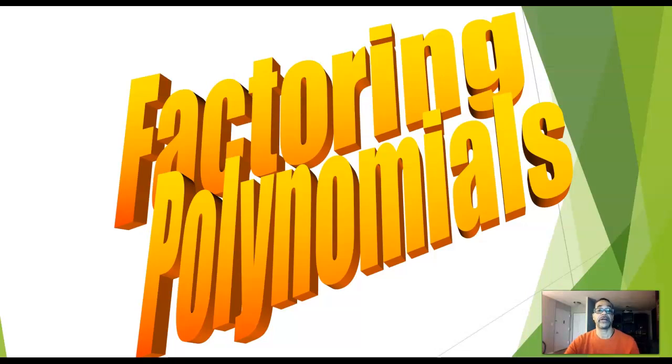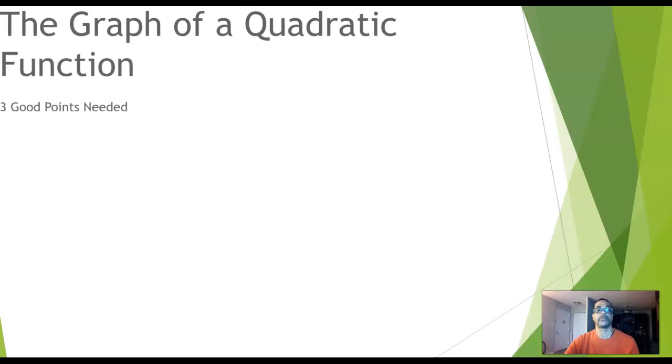Today we're going to start our factoring of polynomials, and we're going to start with a very specific polynomial, the quadratic. So first we're going to look at the graph of the quadratic function.